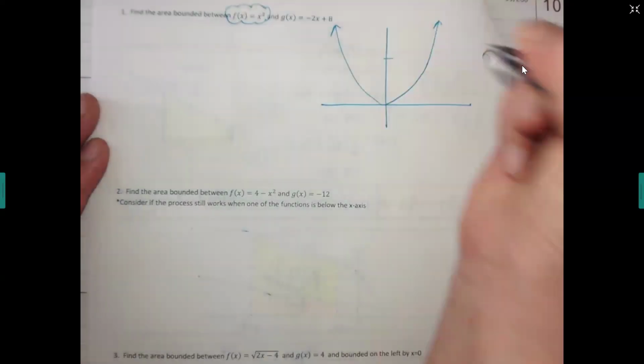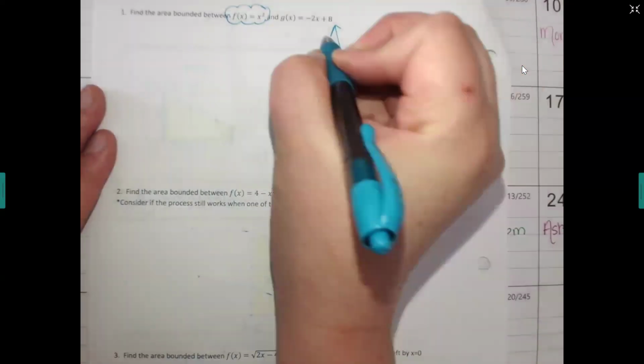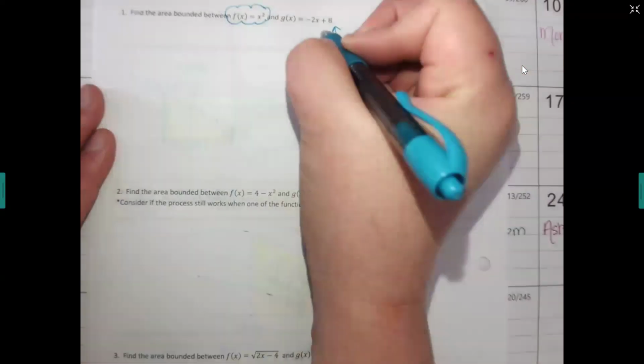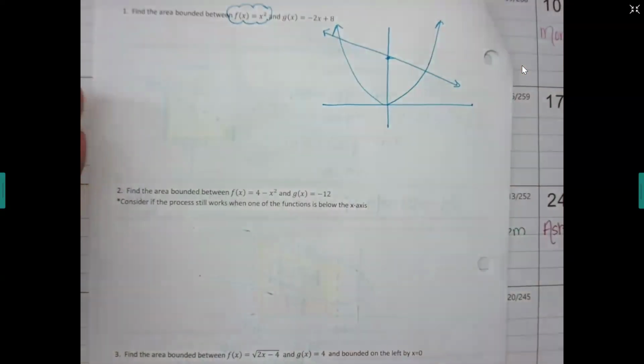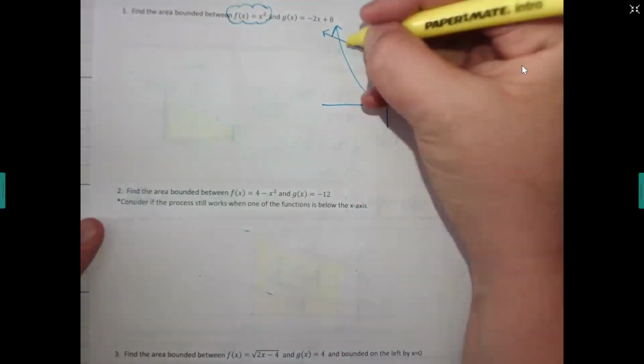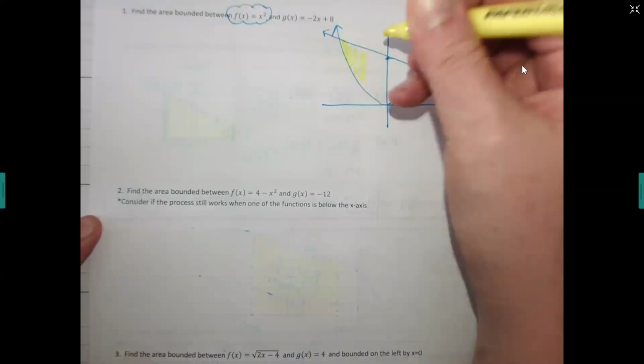Okay, negative 2x plus 8. What shape is that going to be? Straight line. Where is it going to start on the y-axis? We'll just say that's 8. And then the negative 2 would be down 2 over 1, but it's a sketch, so we're just going to draw a downhill line. So here's my line right there. If you want the area bounded between them, that would be this section right here.